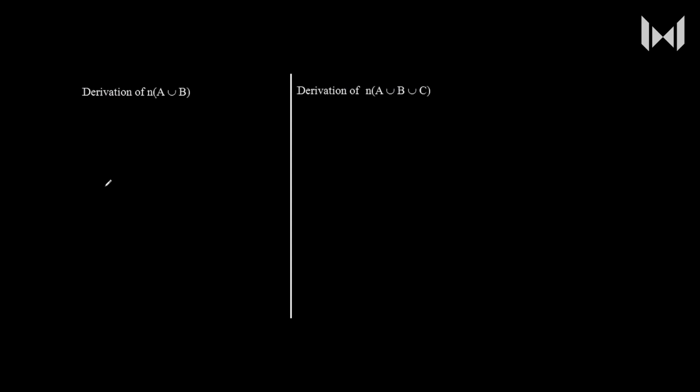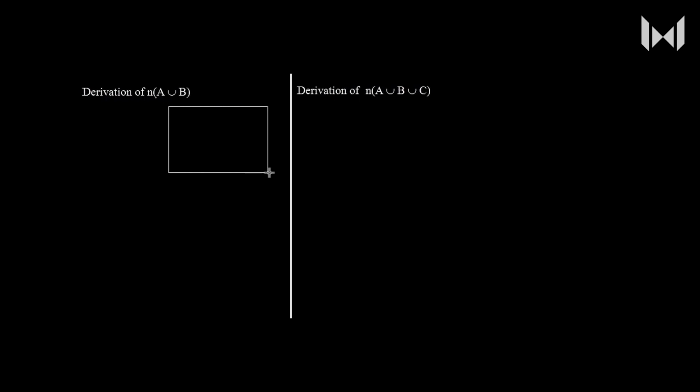Hello, in this video we are going to derive the formula for n of A union B and also the formula for n of A union B union C. N of A union B means the number of elements in A union B. To begin with, let us first draw a Venn diagram.